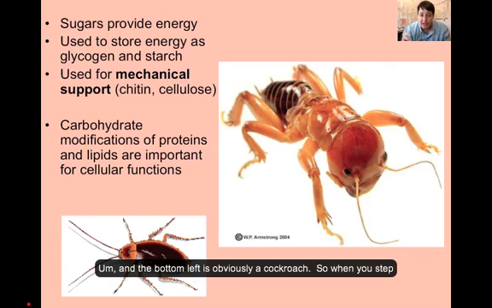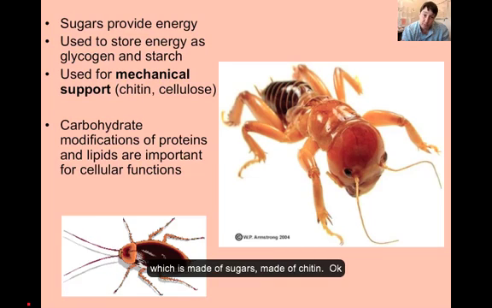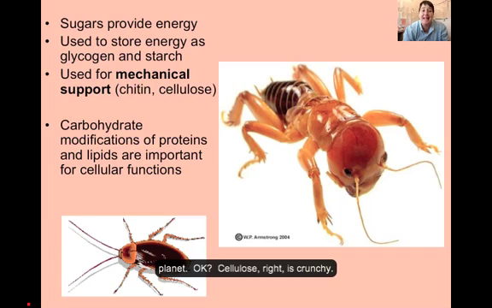And right when you step on these bugs, what do you hear? You hear a crunch. That crunch is the hard outer covering of the exoskeleton, which is made of sugars, made of chitin. Chitin happens to be one of the most abundant molecules in the whole planet.